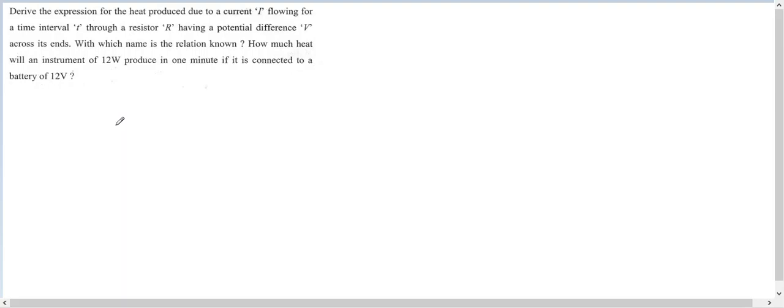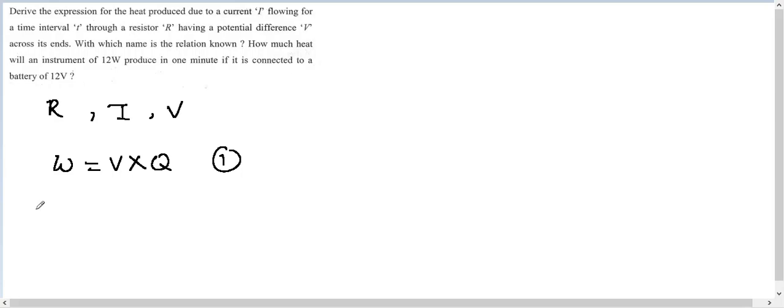So consider a resistor of resistance R. Let the current flowing through the resistor be I and the potential difference applied across it be V. In time t, let Q be the amount of charge flowing through that conductor. So work done in moving that charge is given by W is equal to V into Q. So that's the first relationship.